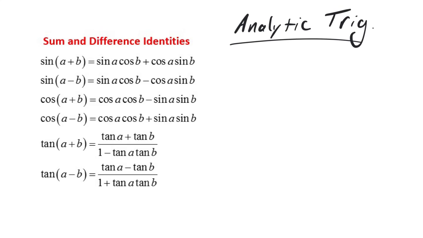Welcome. Today we're going to talk about analytic trig. We're looking at sum and difference identities. We're going to break it down real small though. We're just going to look at the sine of a plus b, basically the sine sum identity. Okay, we can rewrite this as that. Looks complicated, but let's see how it can be used.